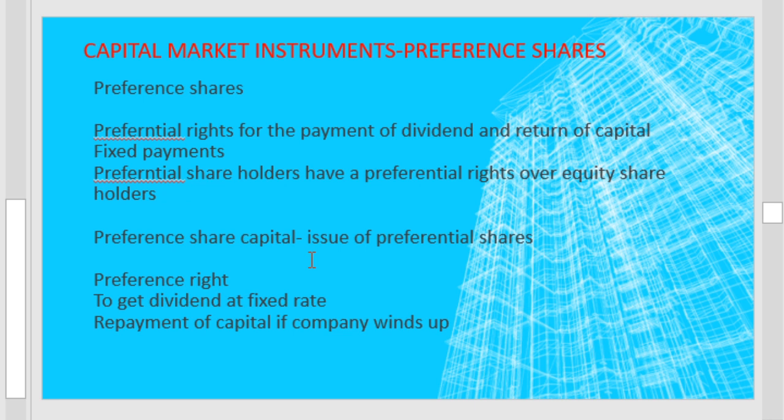And the next one is the preference shares. Preference shares are those shares which have preferential rights for the payment of dividends during the lifetime of the company, and for the return of capital at the time of winding up. That is, they will get some preferences. Preferences are in the form of getting dividends as well as getting a return of capital at the time of winding up. These shareholders have a preferential right over the equity shareholders. They have preference right to get the dividends at a fixed rate as well as the repayment of capital if the company winds up.